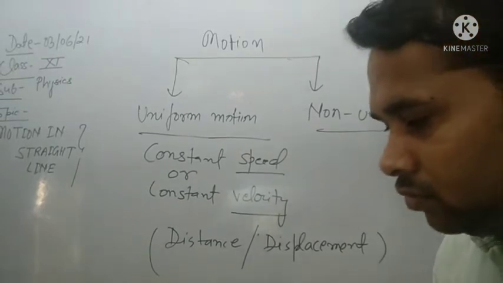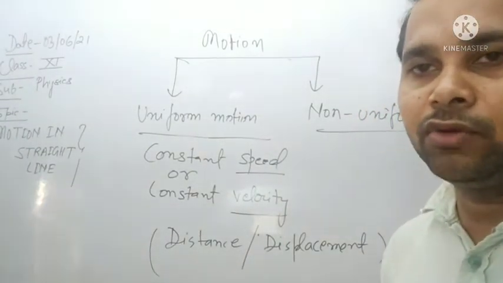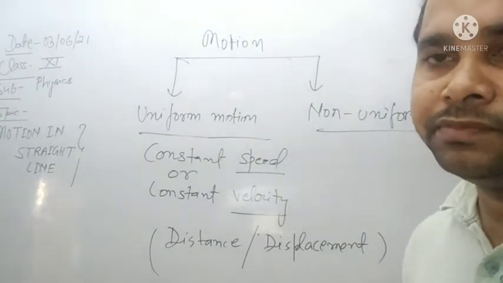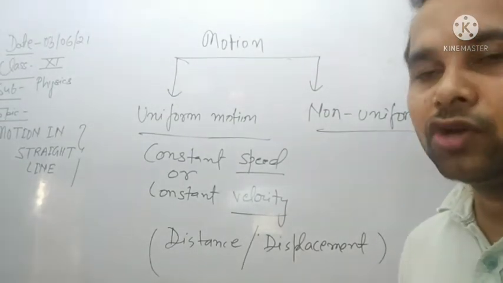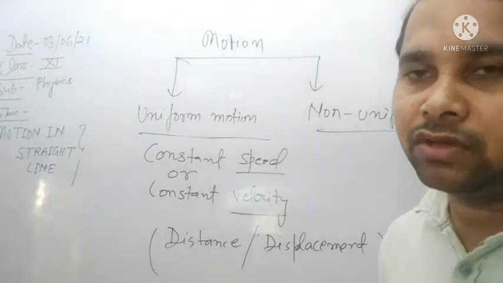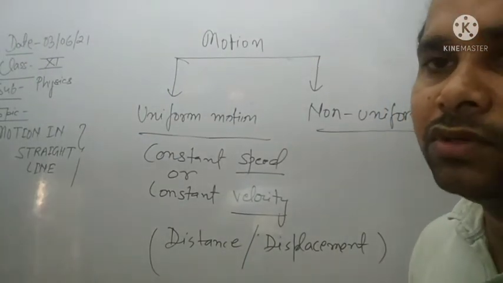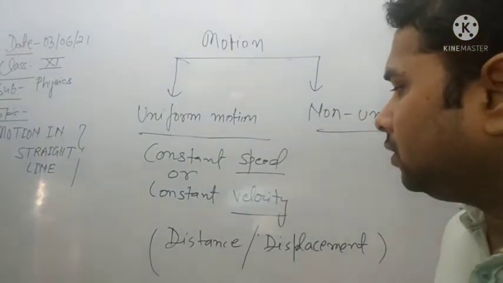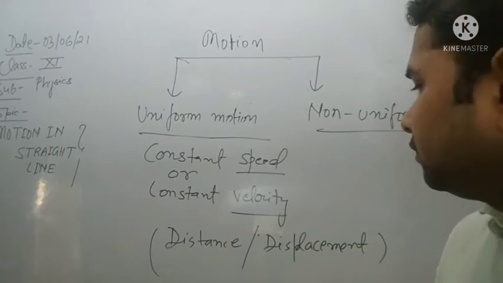Unit, you know, the SI unit, MKS unit is meter, and different units are there: centimeter, kilometer. And in the last chapter we have studied the different astronomical distance units also for distance. So many units are there, but we will use meter in the SI system or MKS system.